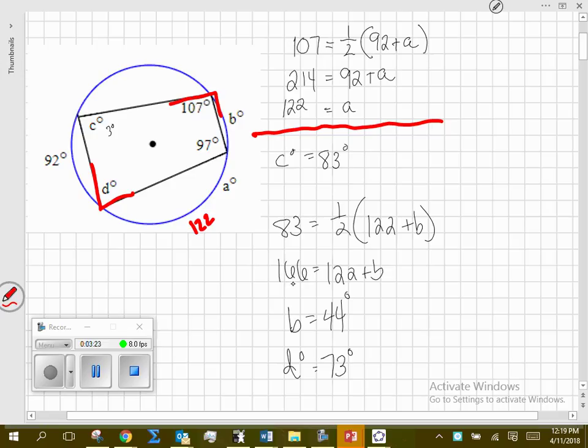How can I check myself? In this particular problem, there's a built-in check. Cameron? To see if the inside ones are correct, add 107, 97, 73, and 83. Okay, that's good. So he's saying C and D were found based off of opposite angles being supplementary, so add those four angles together. That gives me 360, right? And that is true, so that tells me C and D were right.